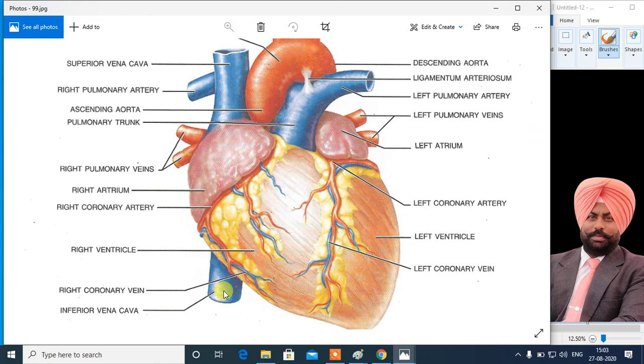It carries the blood from the lower part of the body, from the abdomen region and the leg region. So these are the two. This one, superior vena cava, carries the blood to the right atrium, and this one, inferior vena cava, also carries the blood to the right atrium.